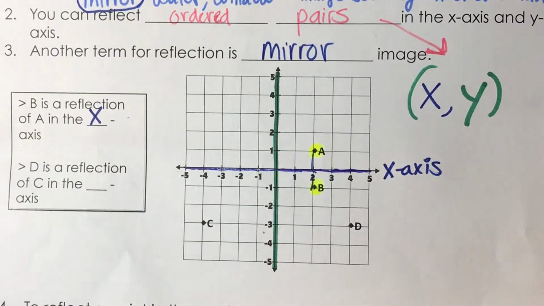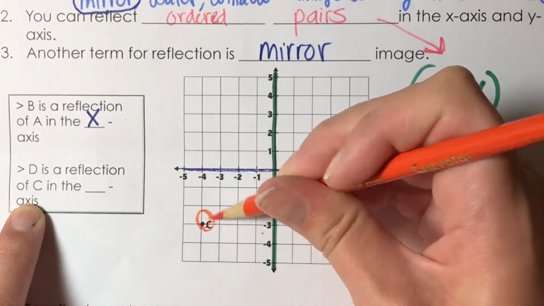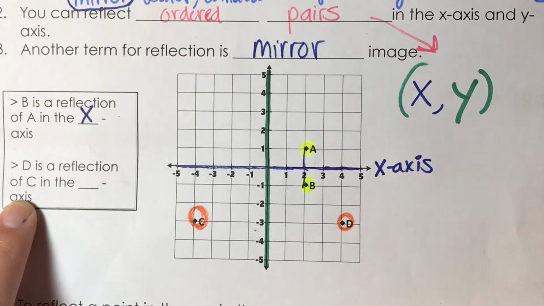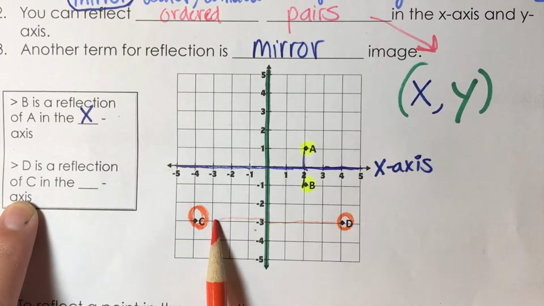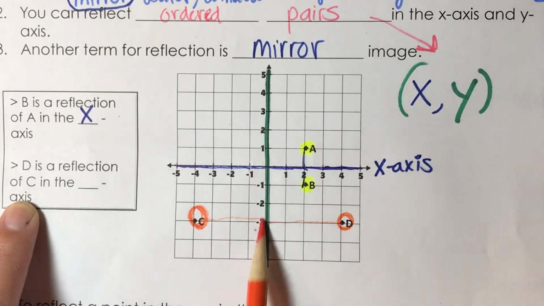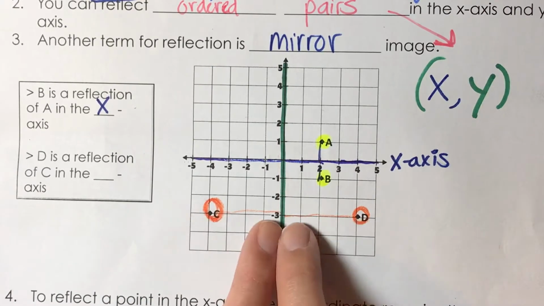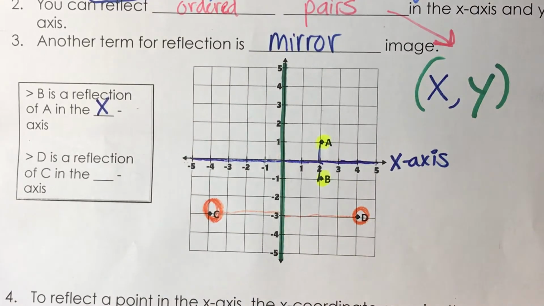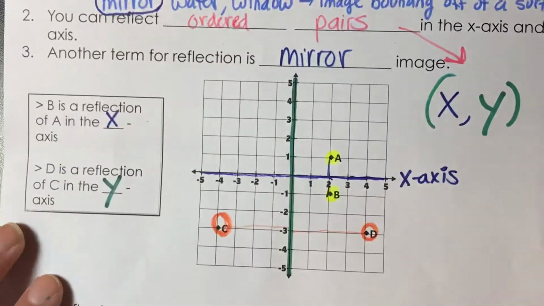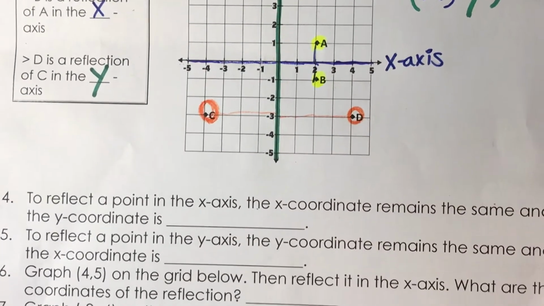So now I'm going to look at: D is a reflection of C in what axis? Well, they're both 1, 2, 3, 4 spaces away from this as their middle point. They're reflecting and bouncing off in different directions from there. I would say this is where their mirror is. So they are a reflection in the y-axis. Make sure you have all this. If you need to pause, go ahead.